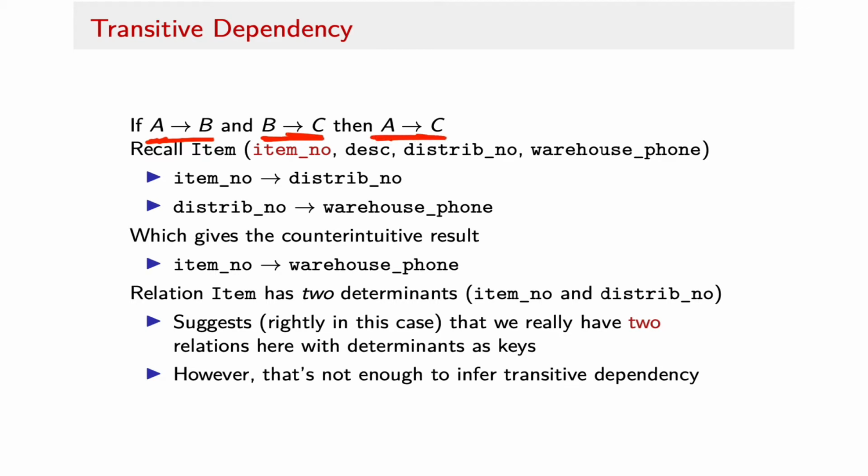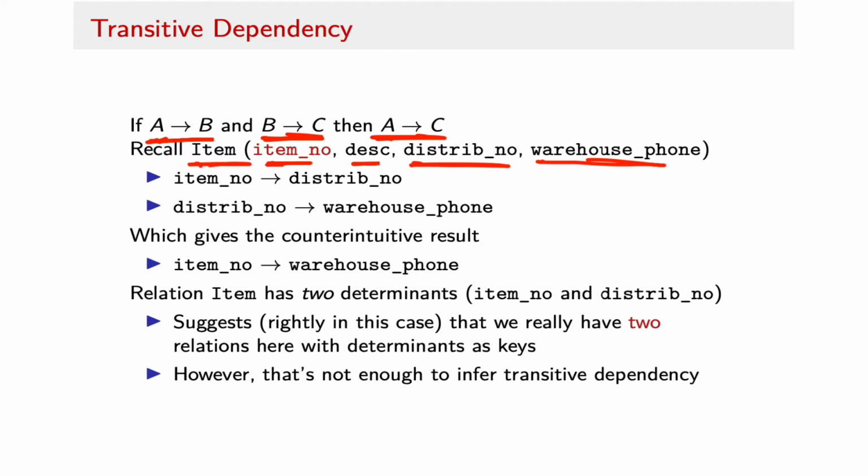You recall that the example we were looking at had this item relation in it, and there was an item number, a description for that item, a distributor number, and a warehouse phone. Kind of an odd relation, but of course we're doing this intentionally to be able to illustrate improving the form of the data by upping its normal form.